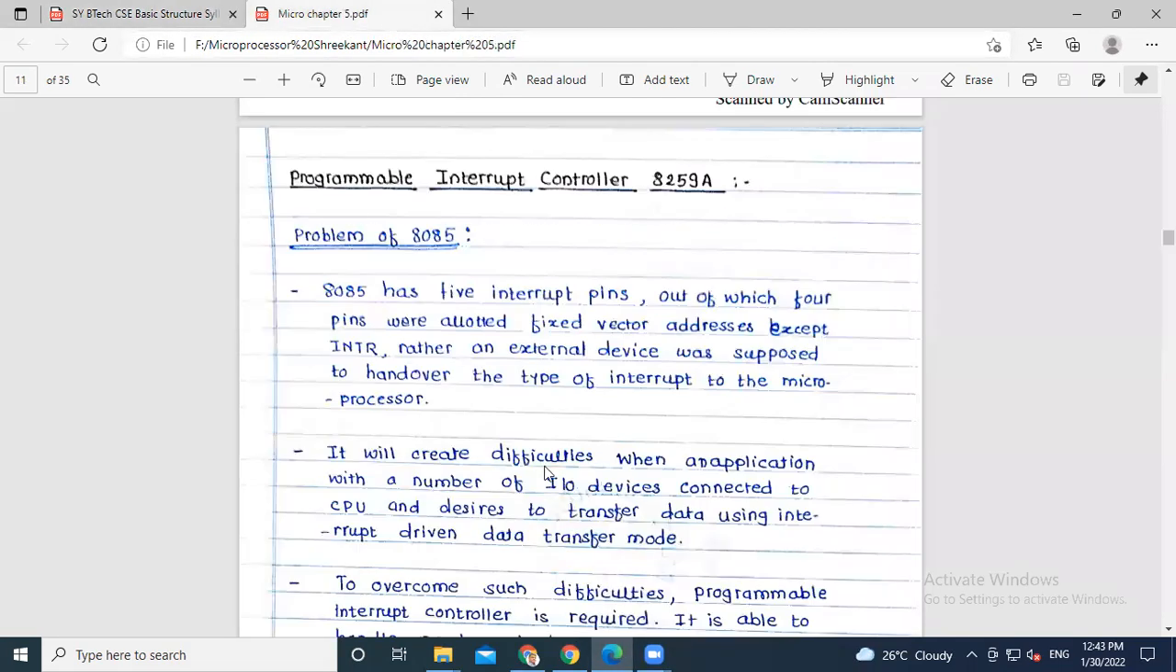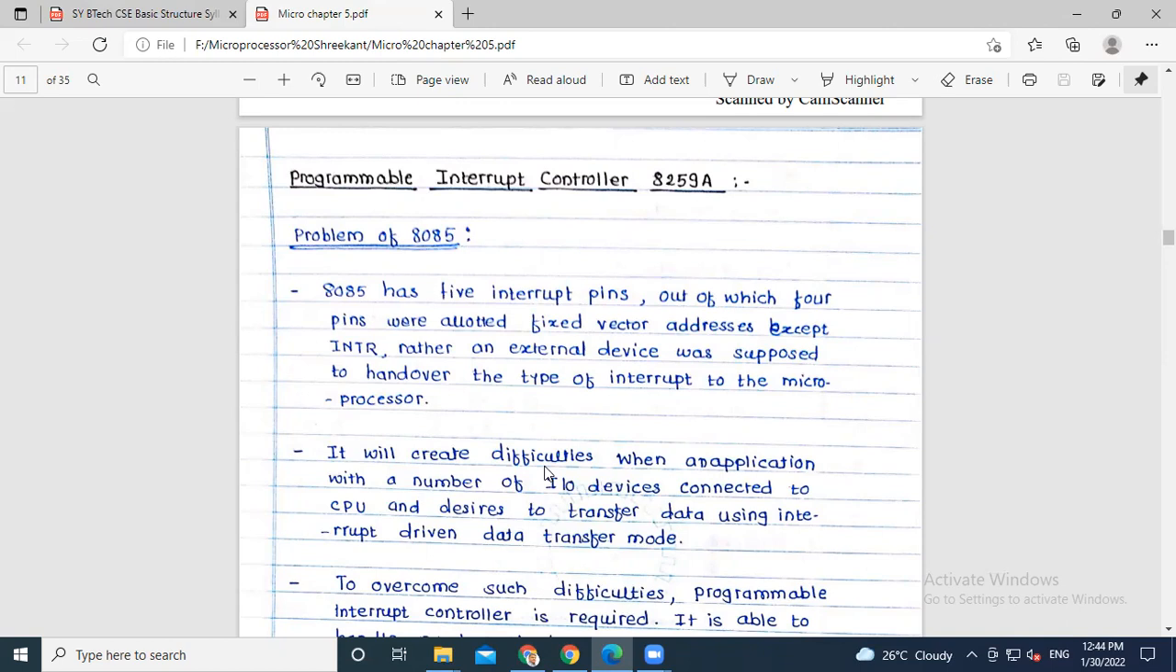Why do we use this 8259? Whatever problems, difficulties, or abnormalities cannot be solved by maskable interrupts and non-maskable interrupts, if we are not able to solve them using these two, at that time we have to use an external chip along with the 8086 microprocessor. That is nothing but the programmable interrupt controller. The number is 8259, like 8086 and 8085.